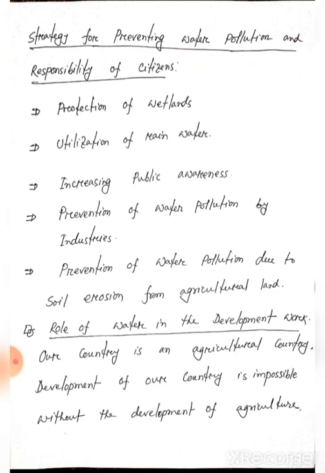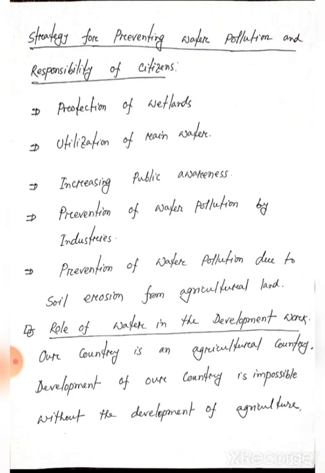Also, strategies for preventing water pollution and the responsibility of citizens. We have to take different steps for preventing water pollution, and we must be responsible for it. Like protection of wetlands, utilization of rainwater, increase in public awareness, prevention of water pollution by industries, prevention of water pollution due to soil erosion from agricultural land.